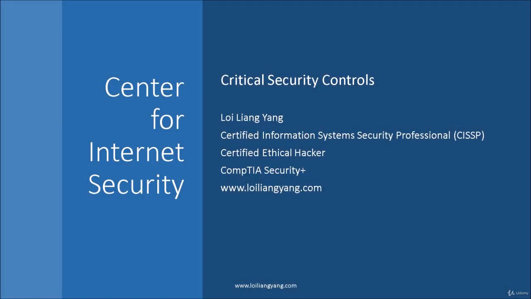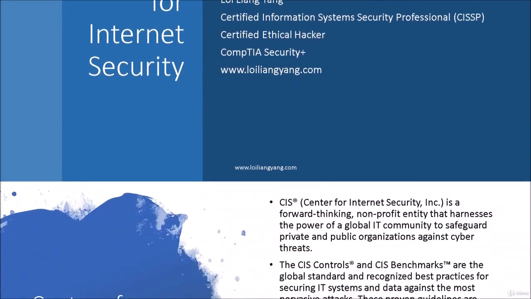So today we're going to discuss the Center for Internet Security, CIS, as well as the 20 critical security controls that are put in place to secure an enterprise and get them to the next level of cybersecurity. So the first thing we're going to look at is what is the Center for Internet Security.